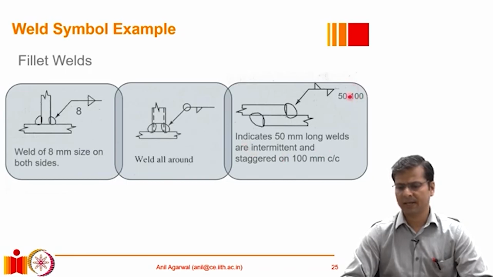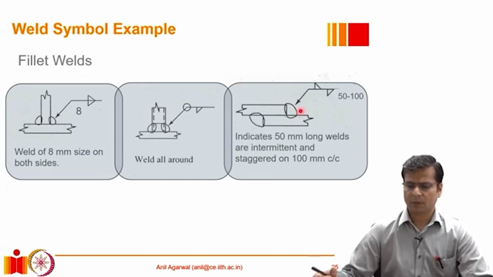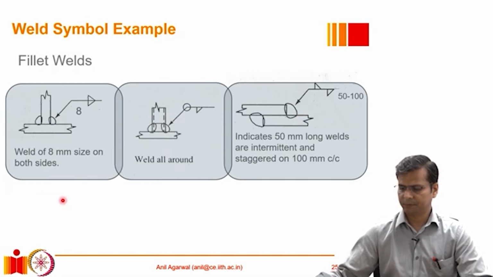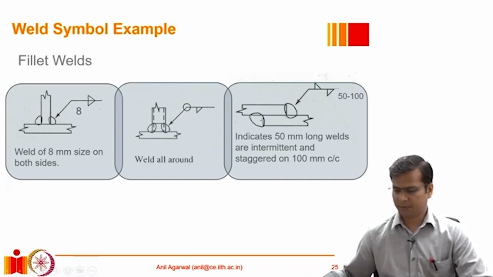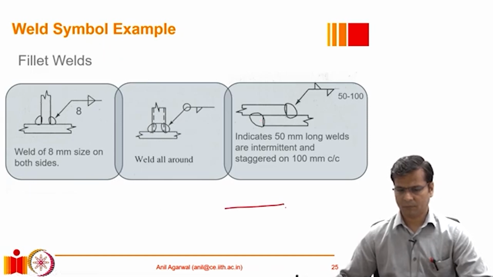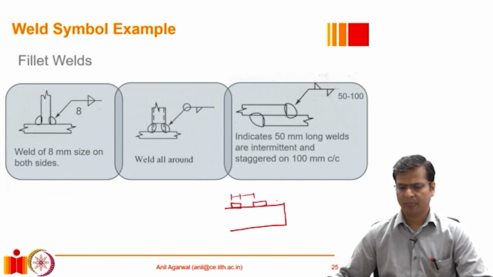So what does that mean? It means that these are intermittent welds of 50 millimeter length each, and then subsequent to that there is a spacing of 100 millimeters. It basically means that there is a weld here, then there is a gap of 50 millimeters, then there is another weld here, and so on. So the weld length is 50 millimeters, then there is a gap of 50 millimeters. So essentially the center to center spacing becomes 100 millimeters.